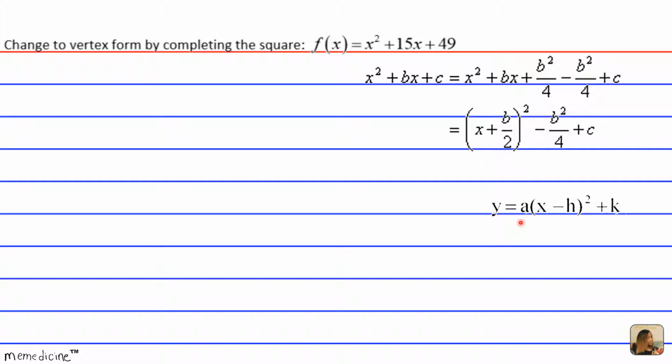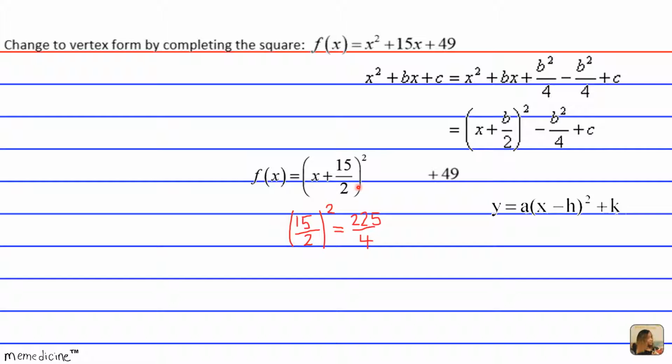All right, so let's start to change this quadratic into vertex form. So we can write out our 49. That's not necessarily going to change, at least not right now. And then we have that f of x equals x plus 15 over 2 squared. And we can't forget to offset this 15 over 2. So 15 over 2 squared is going to be 225 over 4.